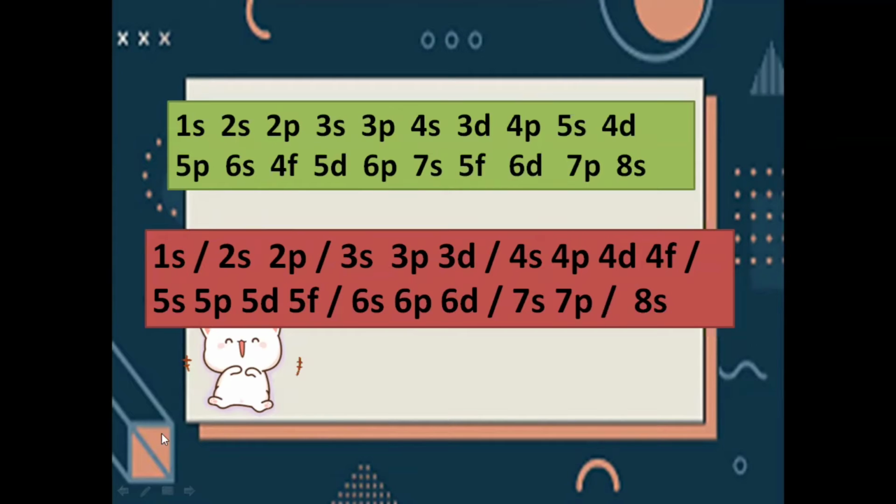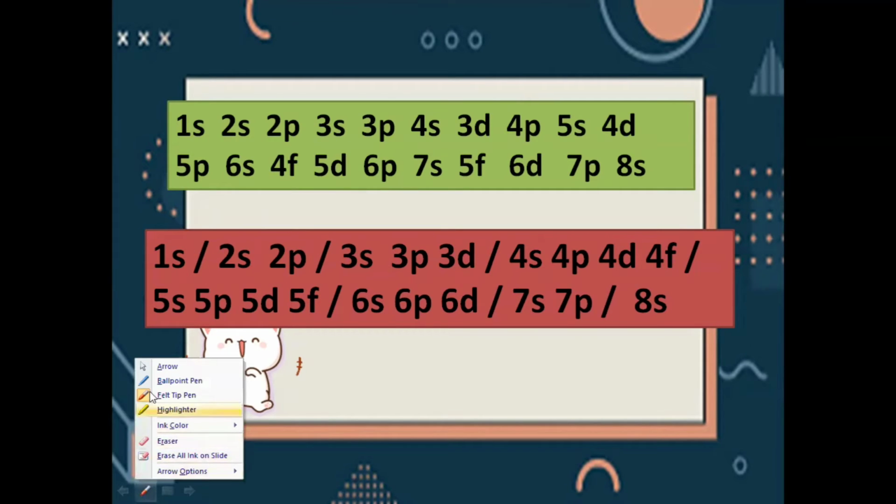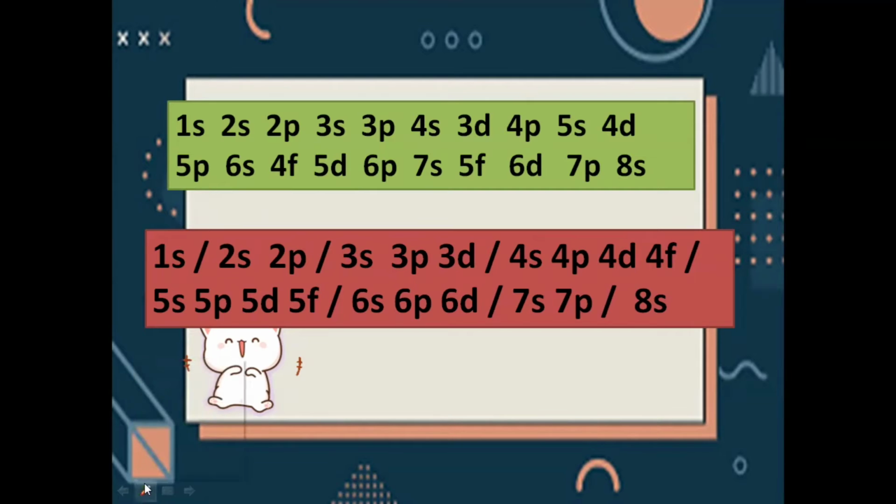How many electrons can the orbitals accommodate? s orbitals can accommodate up to 2 electrons, p orbitals can accommodate up to 6 electrons, d orbitals can accommodate up to 10 electrons, and f orbitals can accommodate up to 14 electrons. This we should keep in our mind.